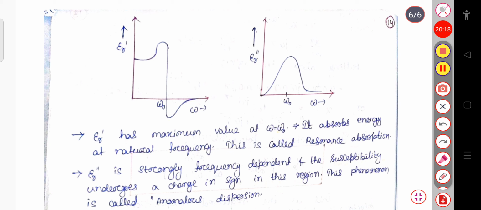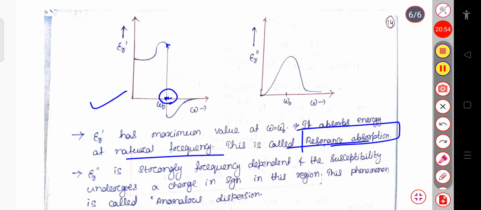In the first curve, epsilon r prime has the maximum value at this point, that is omega equal to omega naught. That is, it absorbs energy at the natural frequency. It has the maximum value at omega naught, which represents that it absorbs the maximum energy at this natural frequency, and this phenomenon is called resonance absorption.